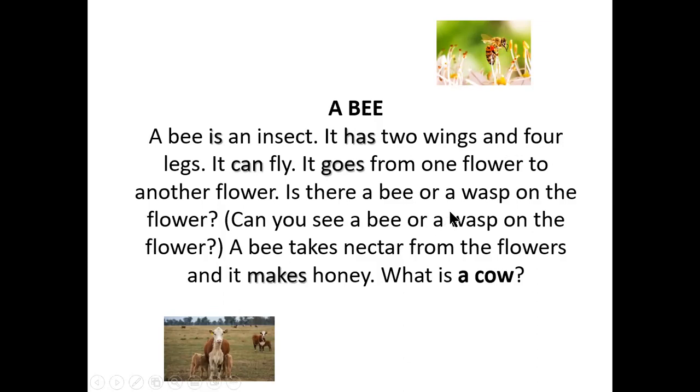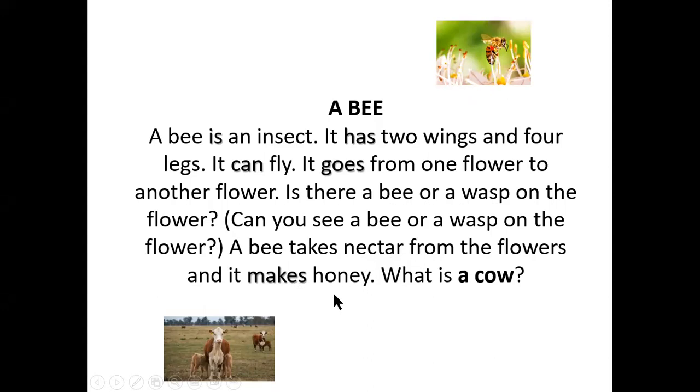Is there a bee or a wasp on the flower? Wasp means wild one. Okay, is there a bee or a wasp on the flower? Or can you see a bee or a wasp on the flower? Of course, we can see a honeybee, not a wasp. We cannot see a wasp on the flower. A bee takes nectar. What does it take? It takes nectar from the flowers and it makes honey.